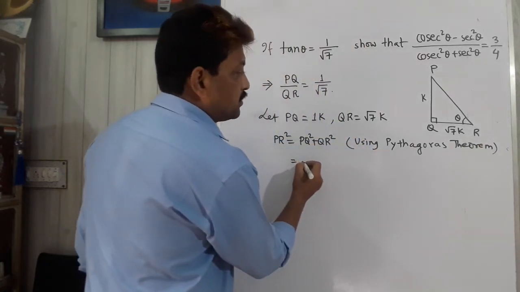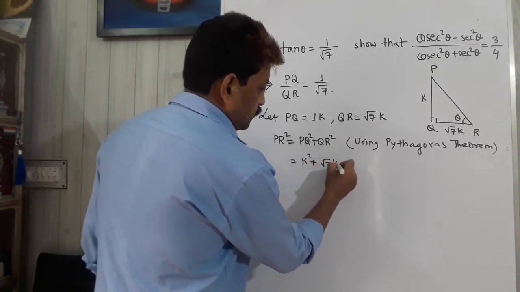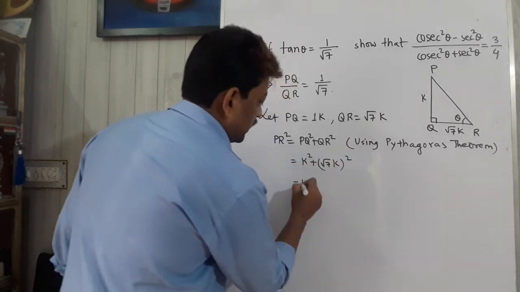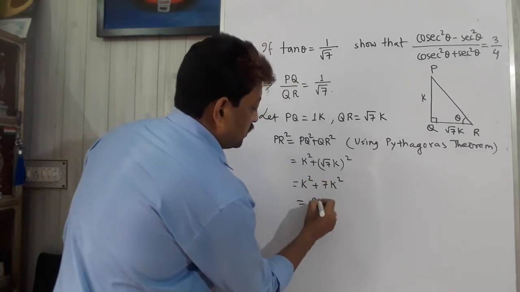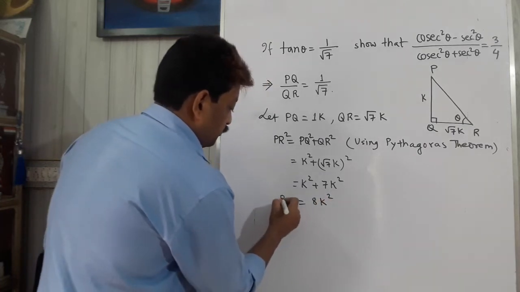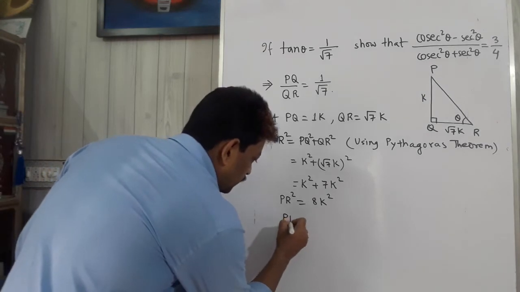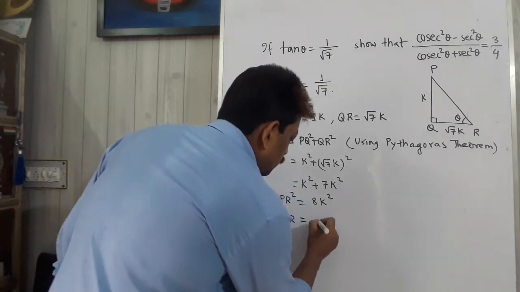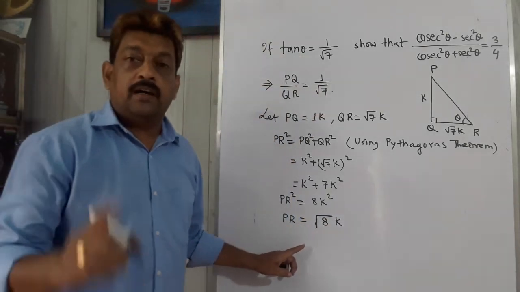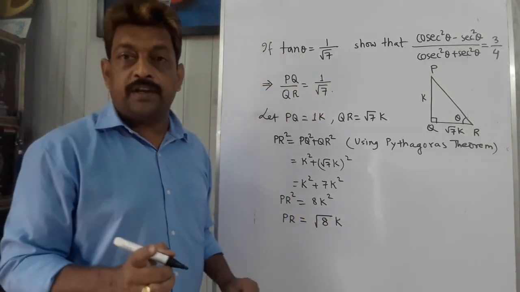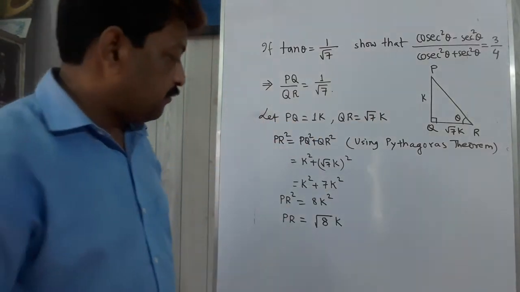PQ is k, so k square, and QR is root 7k, so root 7k square. So it is k square plus 7k square, that is 8k square. PR square equals 8k square, therefore PR equals root over 8k square, that is root 8 k. Here also I am not taking the negative value because side cannot be negative. I am taking the positive value only. The side of a triangle cannot be negative.